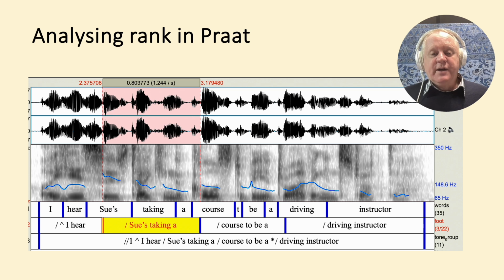So this final tonic contour on the word driving is distinct from the earlier salient syllables with their pitch jumps up. Here, the pitch doesn't just change its level as a jump up to a higher level. It enacts a distinctive falling contour shape that catches the ear in a way that pitch jumps don't. I hear Sue's taking a course to be a driving instructor. Thus, the occurrence of a pitch contour, as I mentioned previously, is a distinct auditory phenomenon, and thus an additional level of vocal prominence above that of salience.